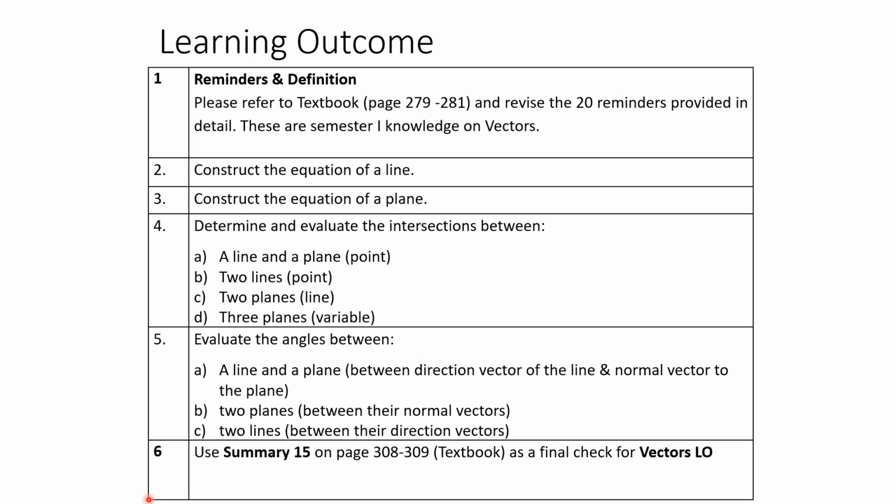Okay, and the sixth learning outcome, in order to understand vectors well, you need to also go through the summary on pages 308 to 309 of your textbook as a final check that you have actually mastered all the learning outcomes for vectors.